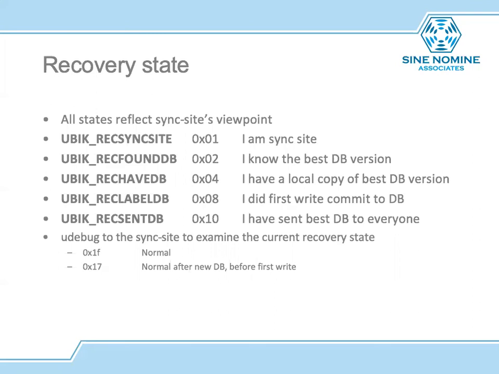The next one is I've done my first write. Sometimes there is a considerable delay if you don't have many writes going on in your cell. It can be hours or even days before that bit gets turned on, and it doesn't mean that your cell is in a bad state. I referred to this earlier as a state machine, so first you have to have that one, then that one, then that one. But this is one that is not required for everything to be okay. The next normal state would be this one: I've sent the best database to everyone, and then it will pause in that state until the first write occurs.